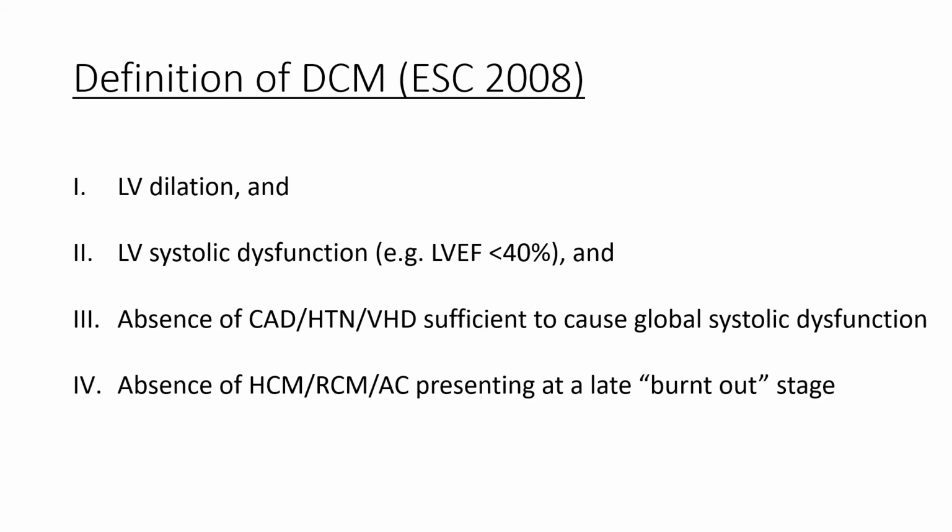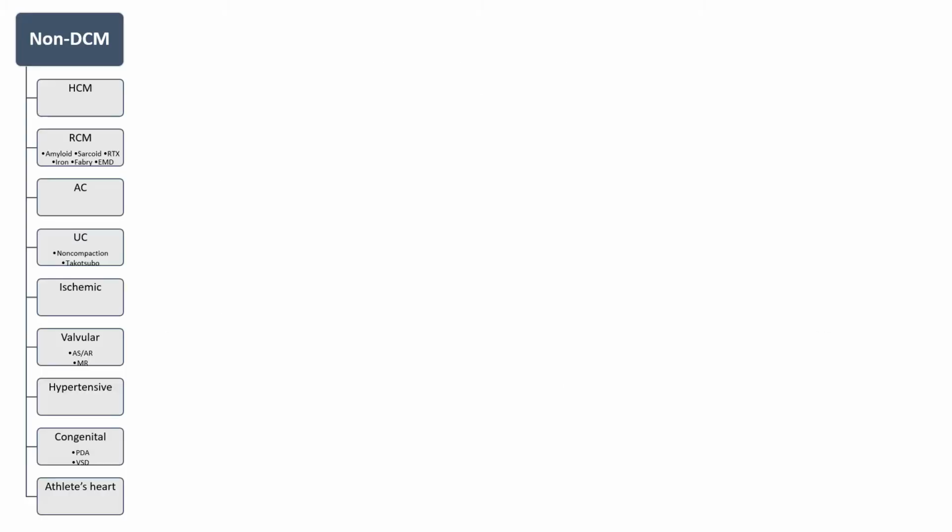So once we've defined our left ventricle to be dilated, we could then move on to look at the other criteria for a dilated cardiomyopathy. And here, according to the most recent definition of the European Society of Cardiology from 2008, in addition to LV dilation, we look for LV systolic dysfunction, less than 40% ejection fraction. And we also importantly want to rule out coronary disease, hypertension, and valvular heart disease that would be sufficient to cause that degree of systolic dysfunction. We also want to rule out hypertrophic, restrictive, or arrhythmogenic cardiomyopathies that may look quite similar to a dilated cardiomyopathy when they're in their late or burnt out stage.